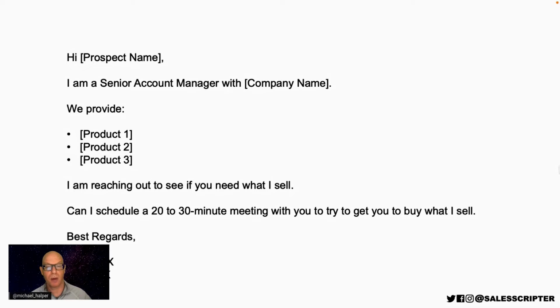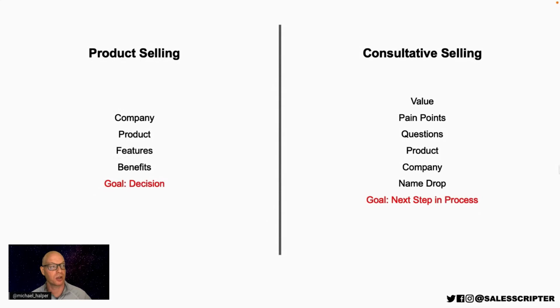And so let's talk about how to create emails that go a different direction. The other direction could be using the consultative selling approach. On the consultative side, we have: this is how we help. These are the pain points that we help to address or the problems that we help to make go away. These are some questions I'd like to ask you.